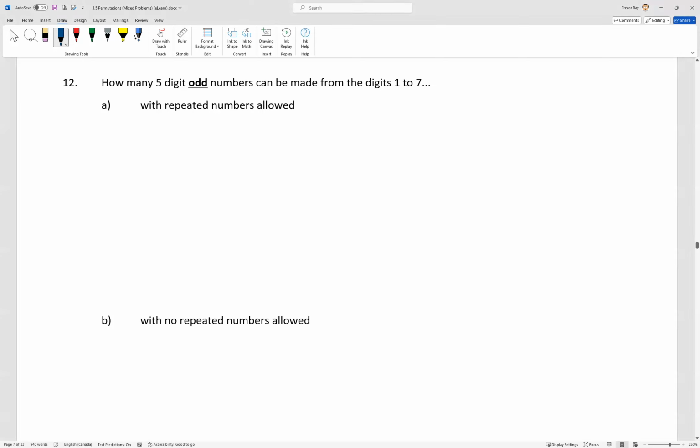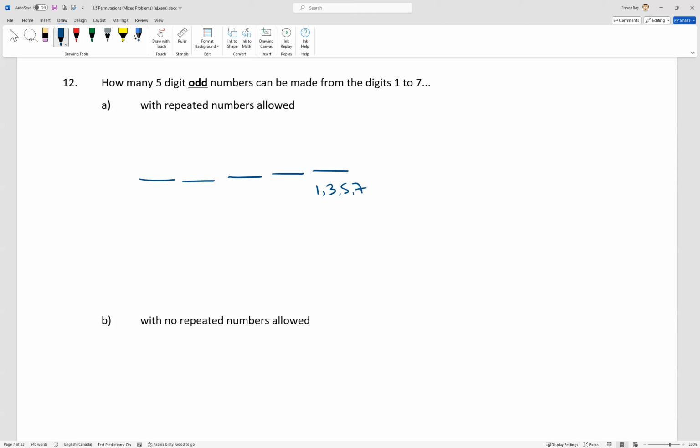Question 12. How many five-digit odd numbers can be made from the digits 1 to 7 with repeated numbers allowed? Okay, so we have five spots there. And the restriction is it must be an odd number, which means the last number must be a 1, 3, 5, or 7. You'll notice I didn't list 9 because it's not one of the possible numbers that we can draw from.